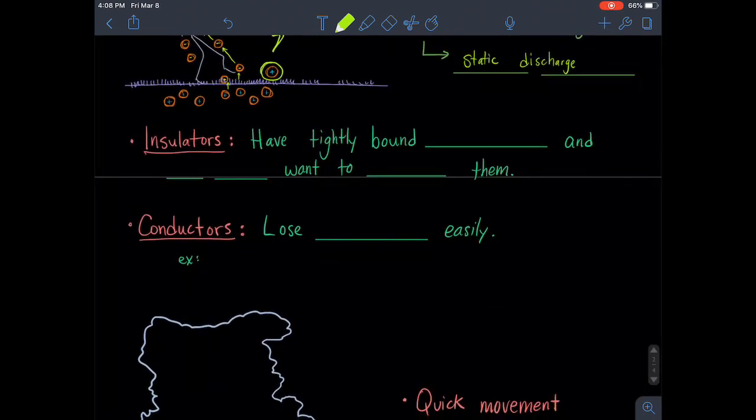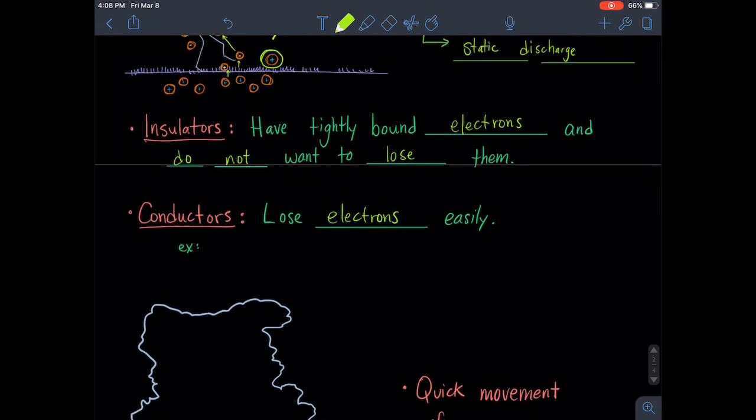Well, we have insulators and conductors. Insulators have tightly bound electrons, meaning they don't want to get rid of them. And they, like I said, do not want to lose them. Conductors are opposite. So they lose electrons easily. So they just give them away. They're like, all right, cool, whatever. I don't need the electrons. They can go if they want. They're just like free range electrons there in the conductors. They just go out and they're wherever.